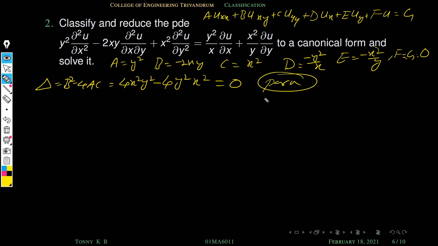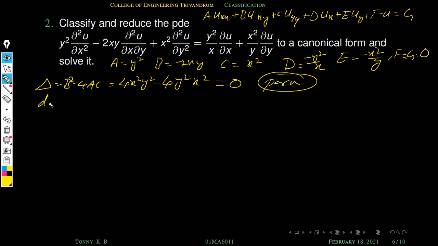Then how to find the canonical form? How to reduce it to canonical form if it is parabolic? We know that for a parabolic equation there is only one characteristic, so we have to choose one more. So how to find the canonical form if it is parabolic? We have to find the characteristic.